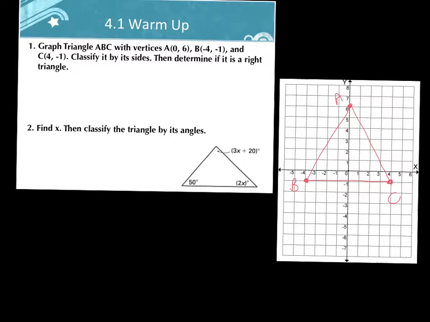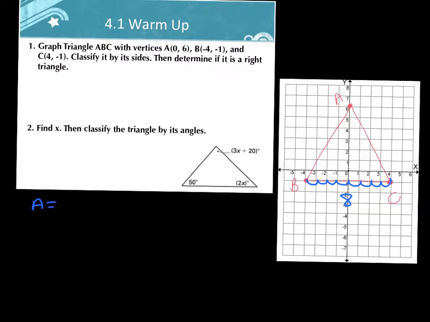So B and C, I got lucky, because what's true about that line? It's horizontal, right? So do I have to do the distance formula there? No, I can just count it. If I count from left to right, I'm going from -4, 1, 2, 3, 4, 5, 6, 7, 8 to 4, or 4 minus a -4. That tells me BC is 8. And then I've got to find the length of AB and the length of AC.